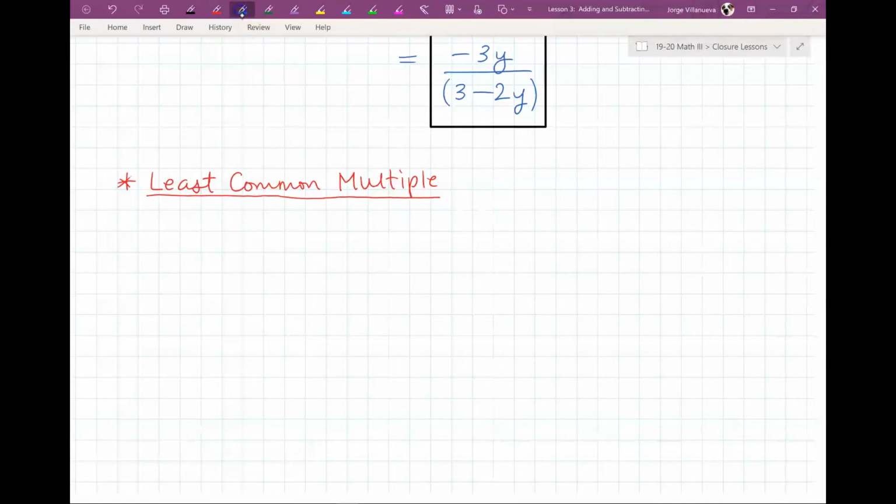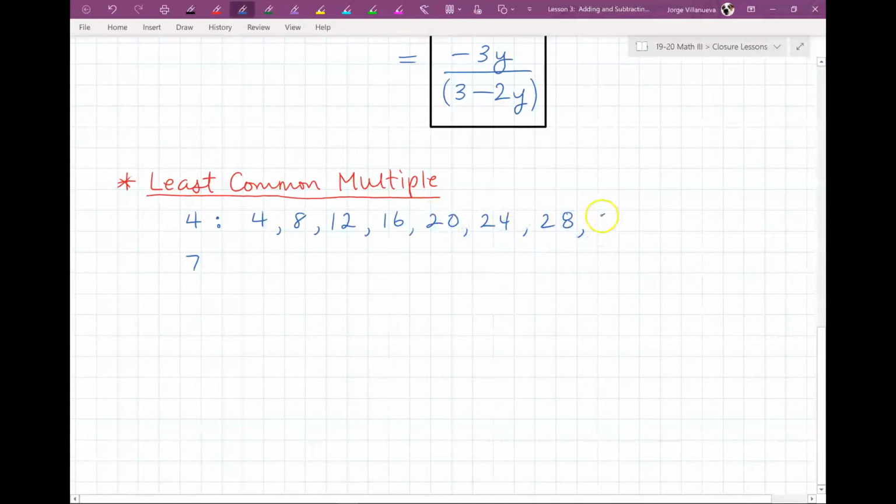You may have seen problems where you're like, okay, what's the least common multiple of, let's say, 4 and 7. So the way you used to do it a long time ago, you used to say, okay, well, 4 times 1 is 4, times 2 is 8, times 3 is 12, times 4 is 16. And you used to do this over and over and over again, just kind of going through these numbers, right? And then you used to do the same thing with 7. So you'd say, okay, 7 is 7, and 14, 21, 28, 35, 42, 49, etc.